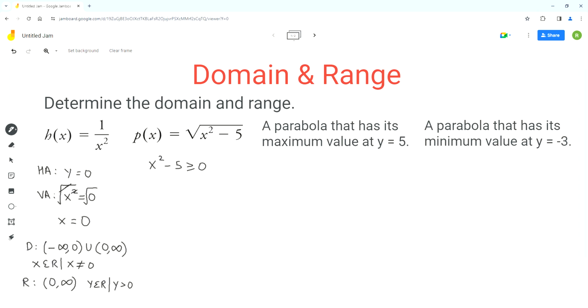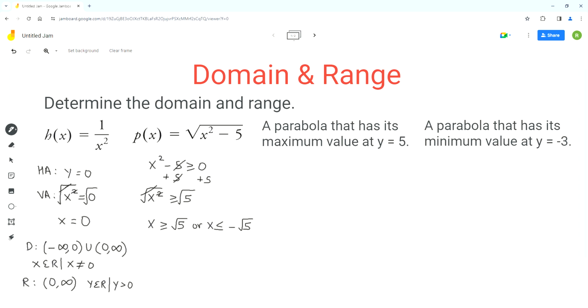Here, we can isolate x squared by adding 5 to both sides. So the 5's on the left side cancel each other out. So we get x squared is greater than or equal to 0 plus 5, which is 5. Now we can isolate x by applying the square root to both sides. So the square root and the square on the left side cancel each other out. Since we get a plus and a minus case on the right side, we do x is greater than or equal to square root of 5, or x is less than or equal to negative square root of 5.